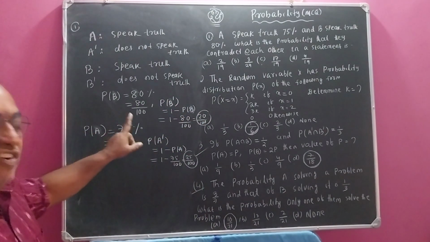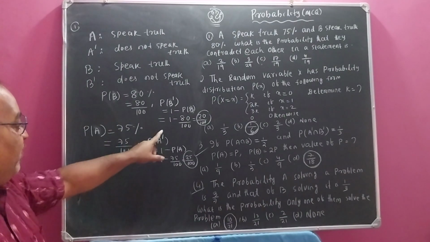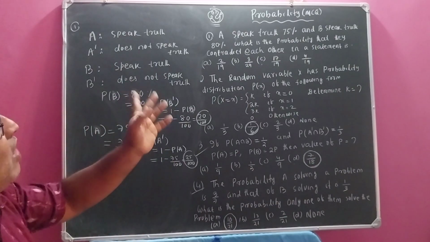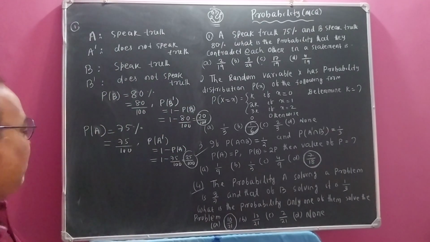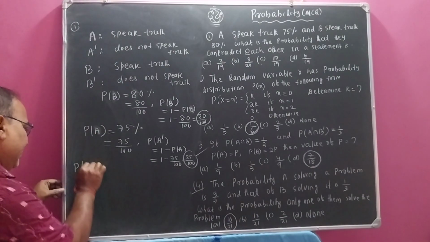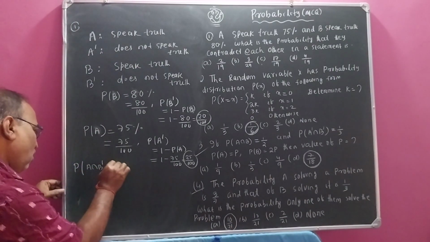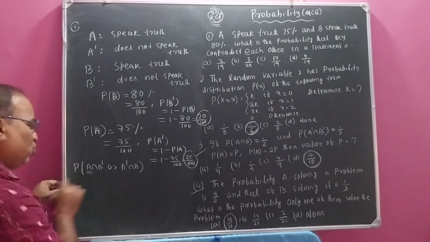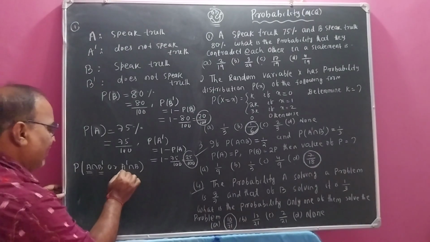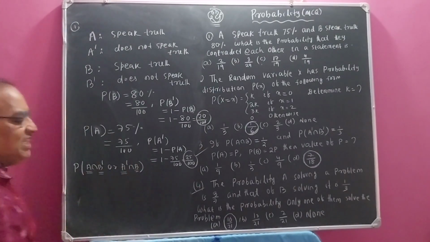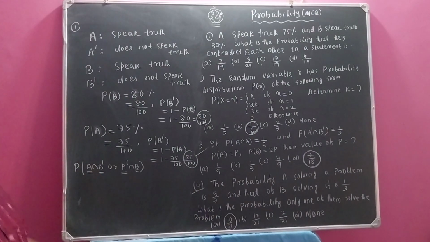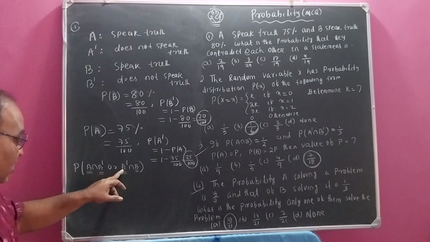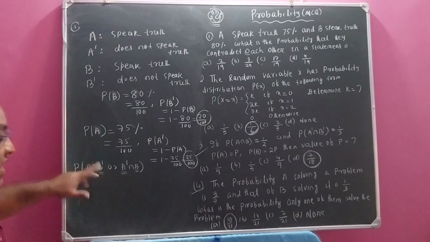Probability of A is given as 70 by 100. Probability of A dash is 1 minus probability of A. So our aim is to find out the probability that they contradict each other. That means we have to find probability of A intersection B dash or A dash intersection B. If A speaks truth, B does not speak truth. If A does not speak truth, B speaks truth. They contradict each other.